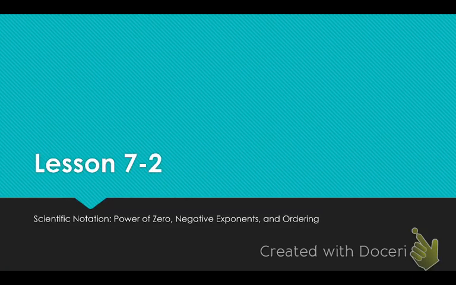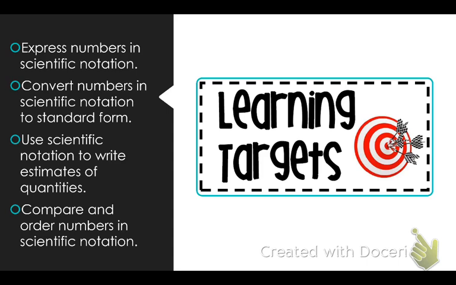Lesson 7-2 is on scientific notation, power of zero, negative exponents, and ordering. Your learning targets are to express numbers in scientific notation, convert numbers in scientific notation into standard form, use scientific notation to write estimates of quantities, and compare and order numbers in scientific notation.